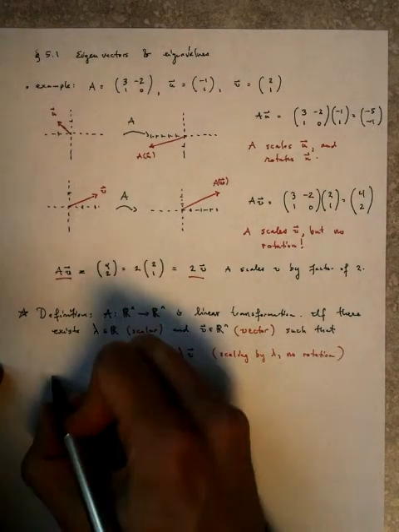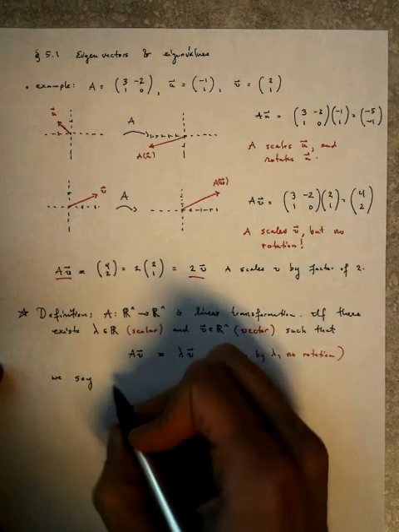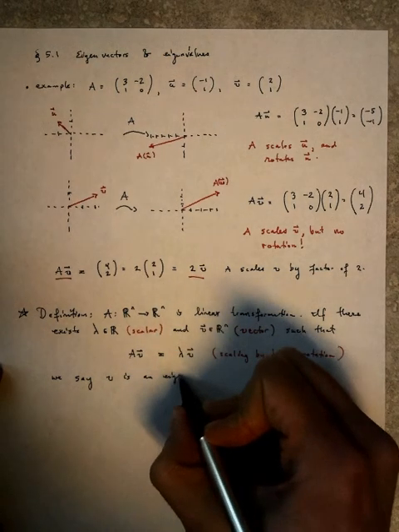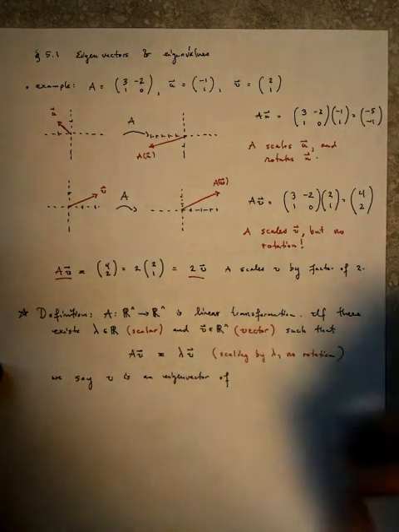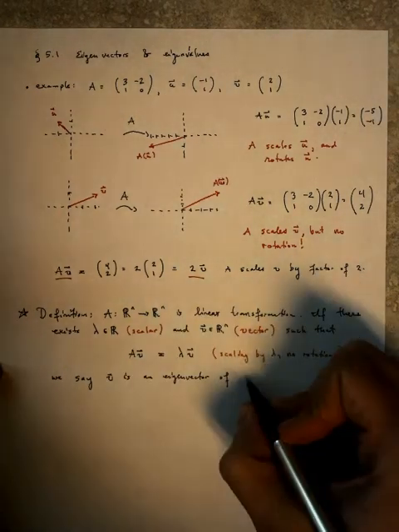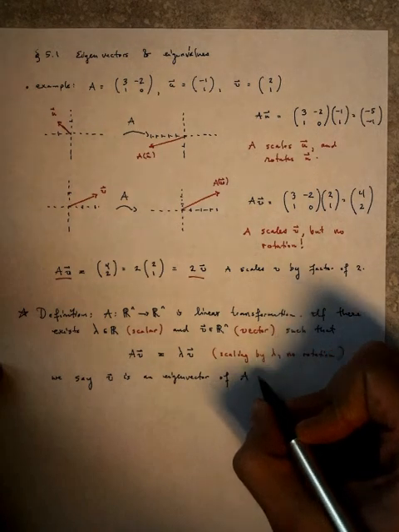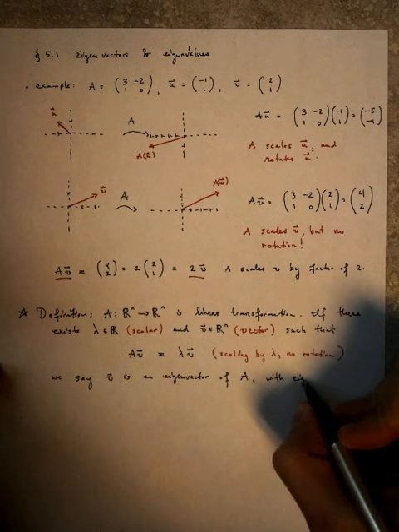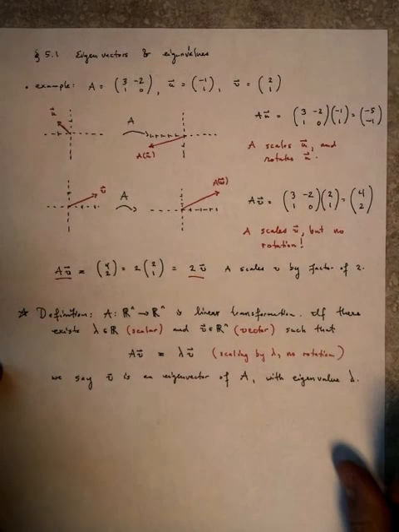Okay, if that happens, we say that V is an eigenvector of my matrix A with eigenvalue lambda. Okay?